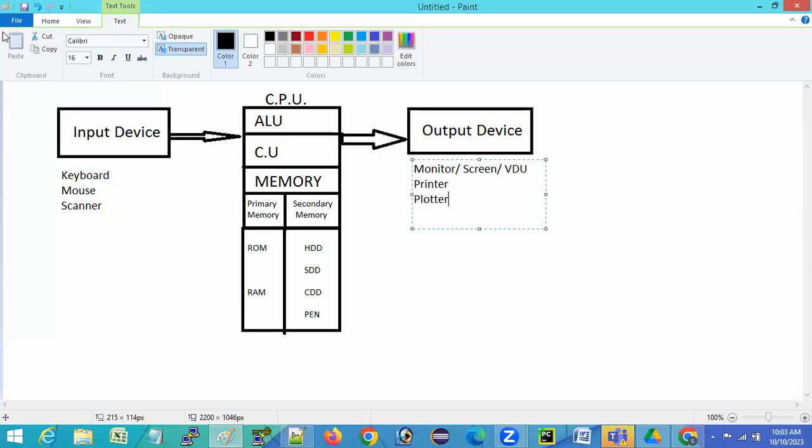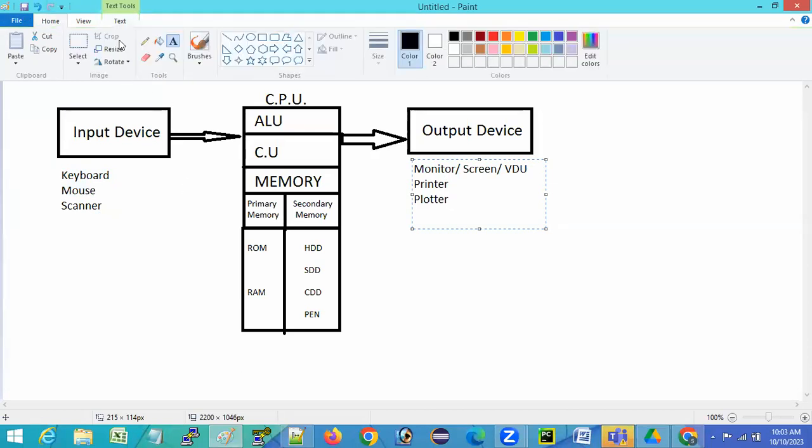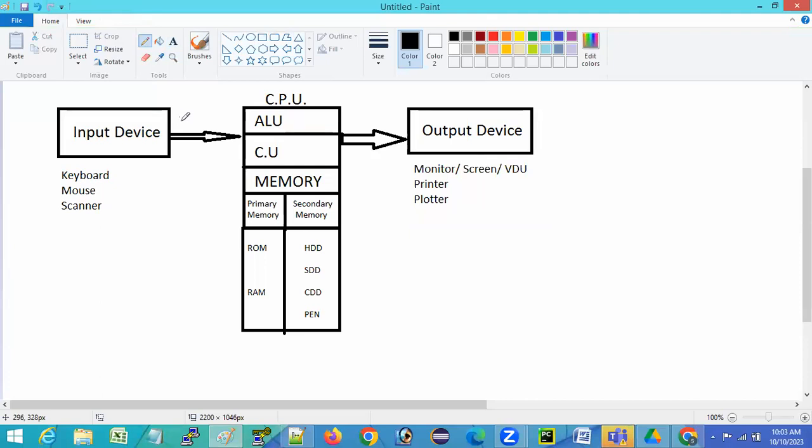Right. Now, what are we going to do? We are transferring the data. See here, we are transferring the data from the input device, and we are going to get information.